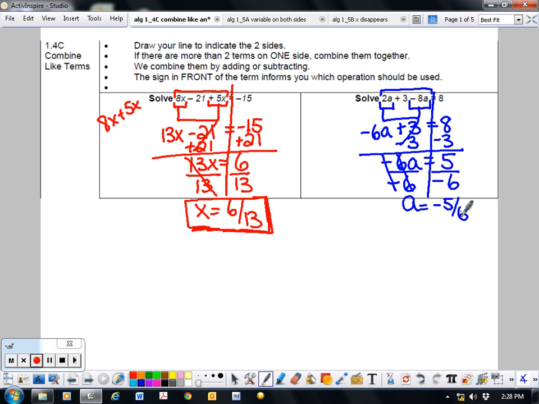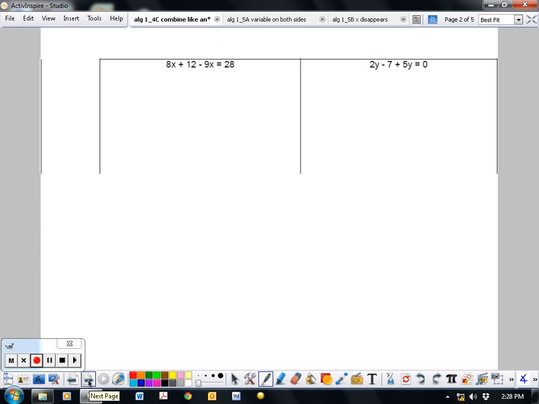With these fractions, it doesn't matter where you put the negative. It can be on the bottom, like up here, or, for me, I like to move it to the top so that it's front and center and I know it's negative. I don't tend to forget about it. And that's our basic idea of combining like terms. Now we're going to move on to the next one.